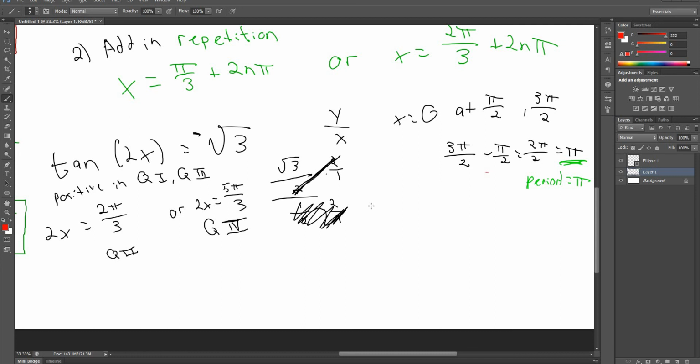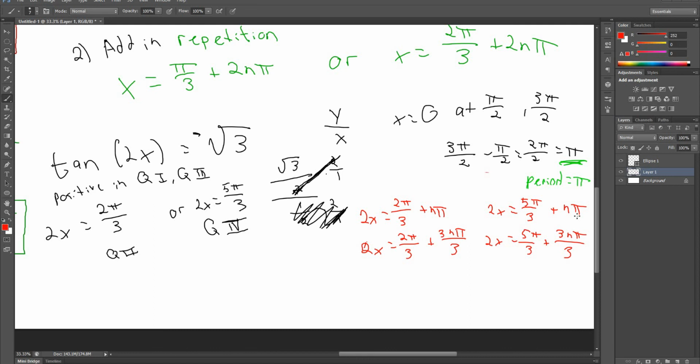I'm going to start doing this the wrong way, which is how we might normally approach it. So the first solution could be 2x for repetition is equal to 2 pi. Remember, the period is only pi, so this is just n pi. The other solution would be 2x is equal to 5 pi over 3 plus n pi. I need common denominators, so you have 2x is equal to 2 pi over 3 plus 3n pi over 3, or 2x is equal to 5 pi over 3 plus 3n pi over 3.